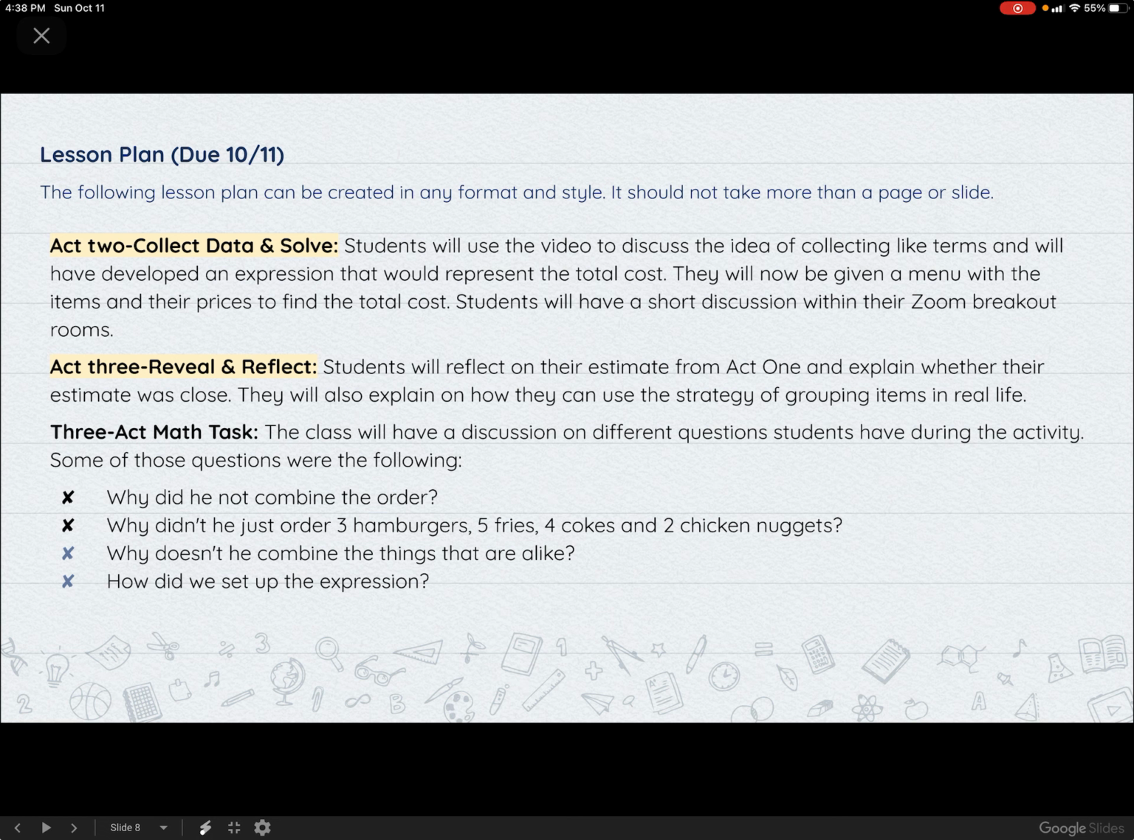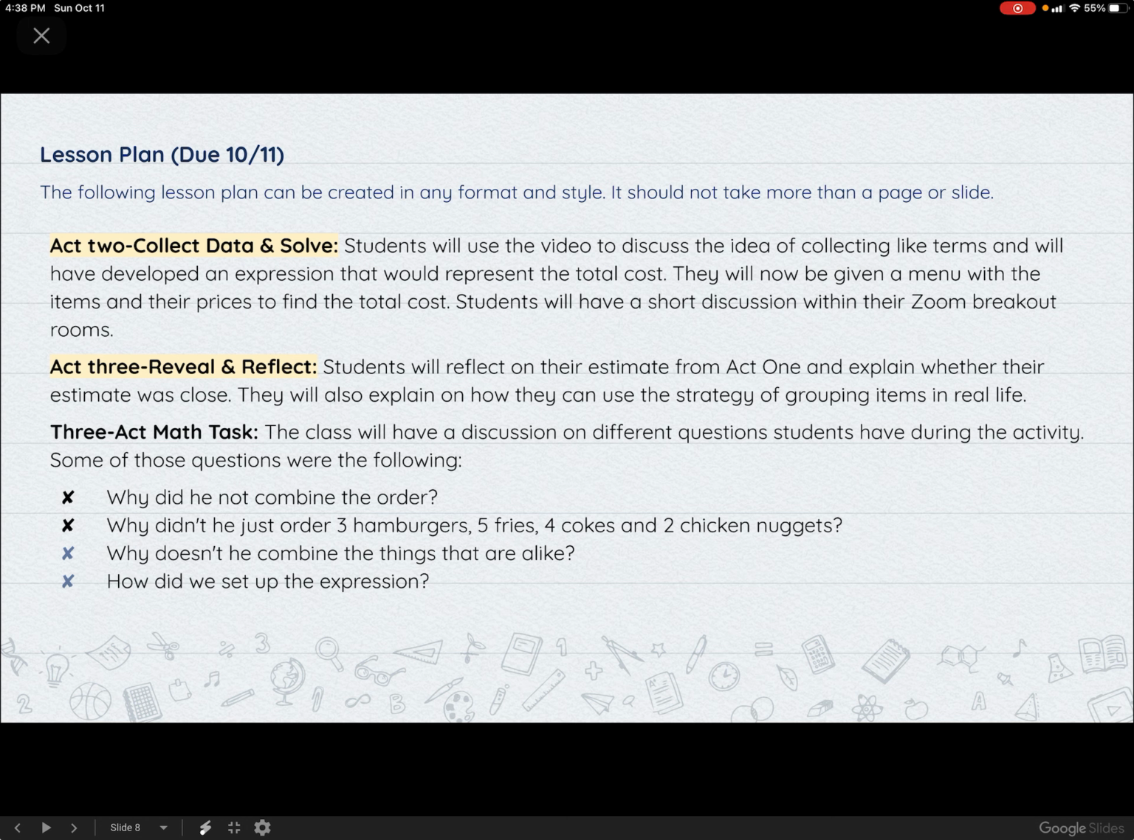Students will use the video to discuss the idea of collecting like terms, and will have developed an expression that will represent the total cost. They will now be given a menu with the items and their prices to find the total cost. Students will have a short discussion with their Zoom breakout rooms.